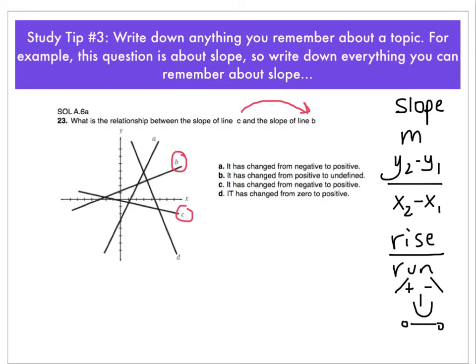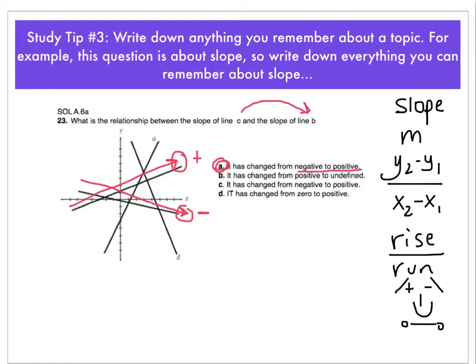It has changed from negative to positive. Well, the slope of C, is that negative? Yes, it is. It's going downhill, so it is negative. The slope of B, is that positive? Yes. So it changed from negative to positive. I'm pretty sure we found our answer, but let's read the rest of them just in case.